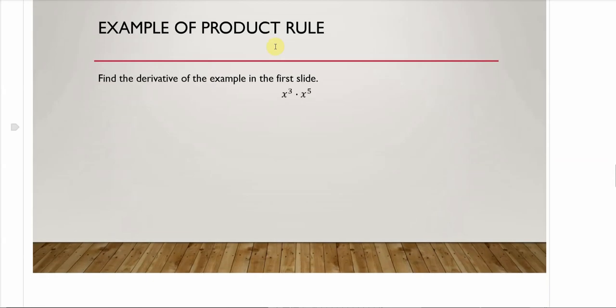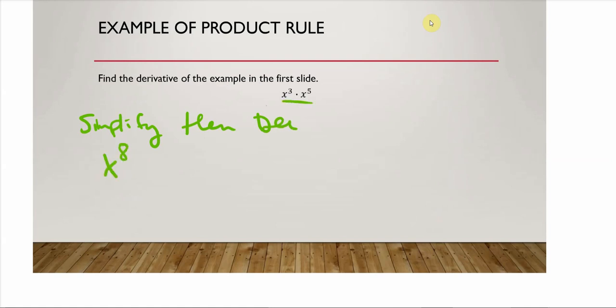Okay. So let's go back to the original scenario: x to the third times x to the fifth. What we're going to do is simplify, then take the derivative. If I simplify this, x to the third times x to the fifth gives me x to the eighth. Then I take the derivative, that's going to give me 8x to the 7, and this is my answer.